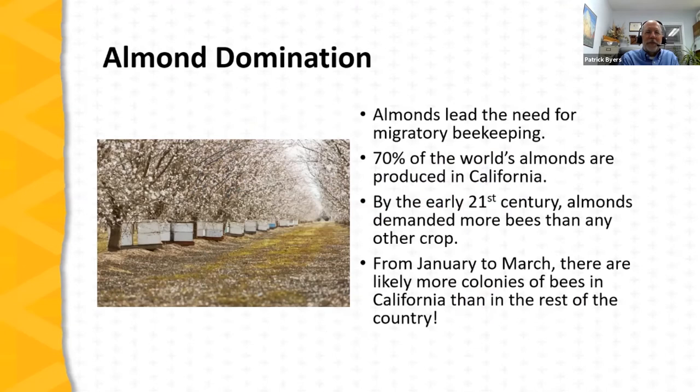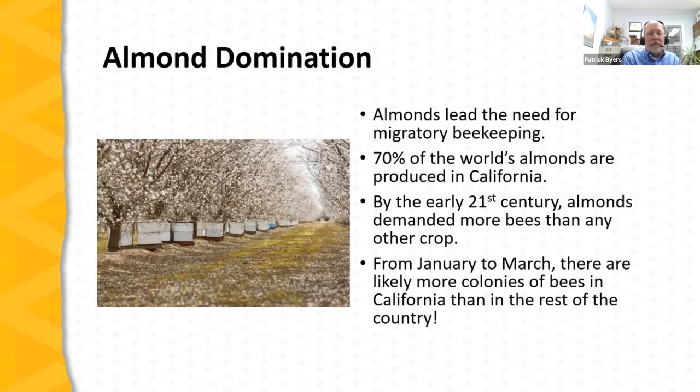And let's talk a little bit about almonds. So almonds by far have the greatest needs from the standpoint of pollination and migratory beekeepers. It's a crop that is entirely pollinated by honeybees, and it's a huge crop. 70% of the world's almonds are produced in California. And again, by the early 2000s, almonds demanded more bees than any other crop. In fact, more than the combination of most other crops. And from January to March, during the almond blossoming, there are likely more colonies of bees in California than there are in the rest of the country.